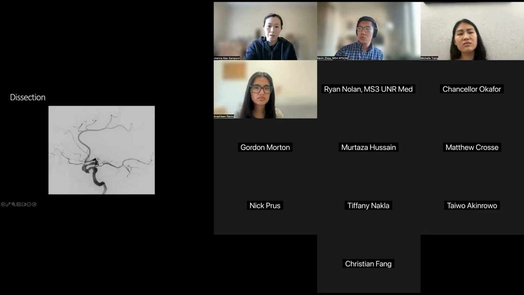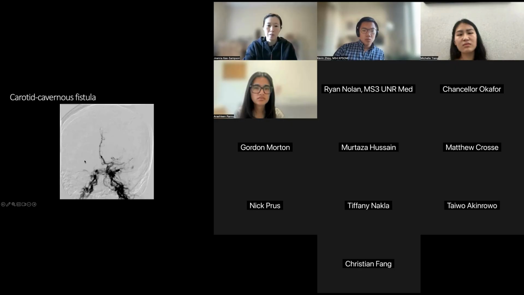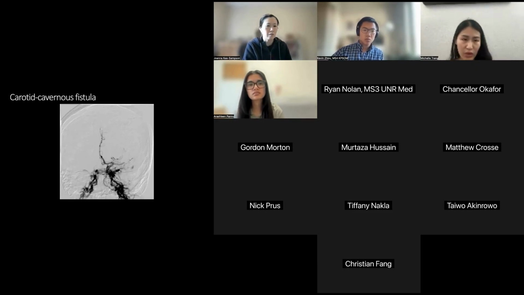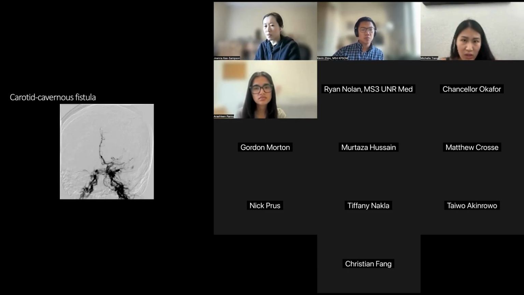Dissection, here's a case of an ICA dissection during thrombectomy attempt. This is something, unfortunately, that doesn't happen very often. This is kind of a fluke. It was one of my partner's cases. He was using a thrombectomy device that has now been pulled off the market, actually.